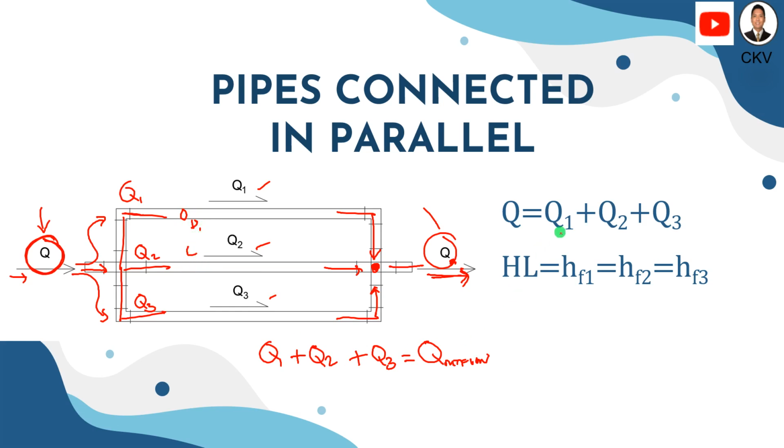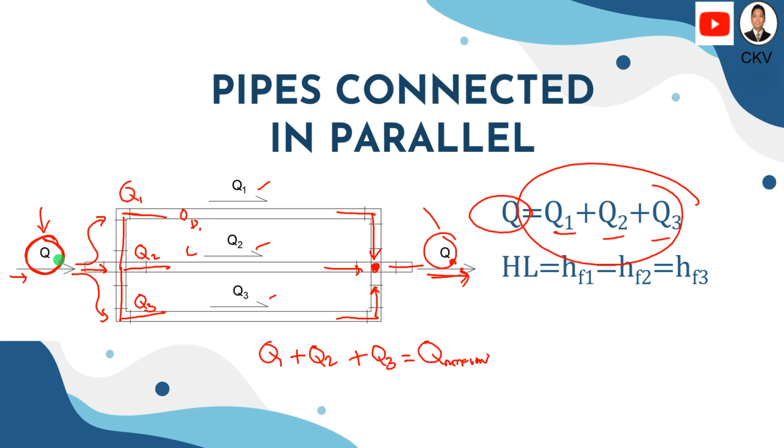Okay, so the values for the discharge on each pipe will vary, but the sum of their discharges should be equal to this Q right here on the inflow or on the outflow.